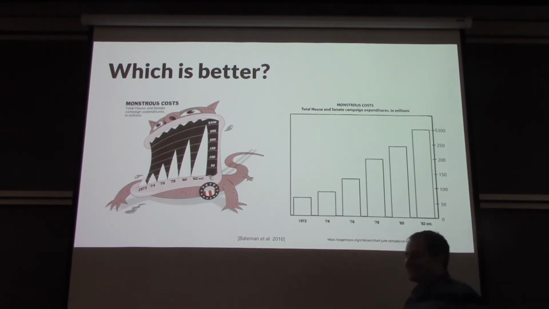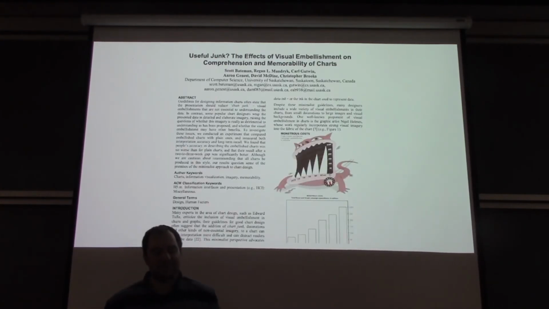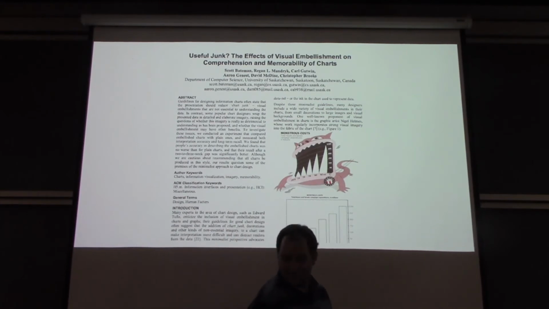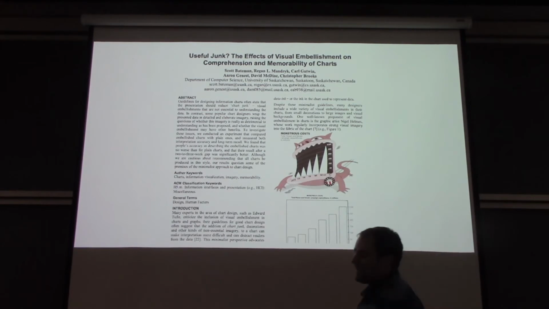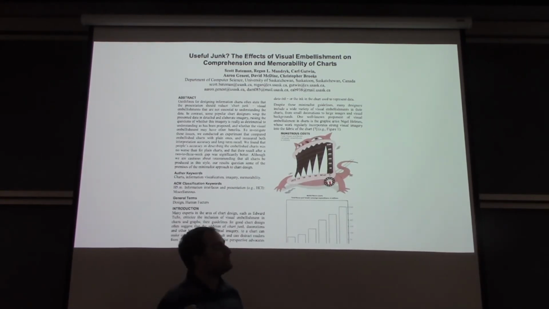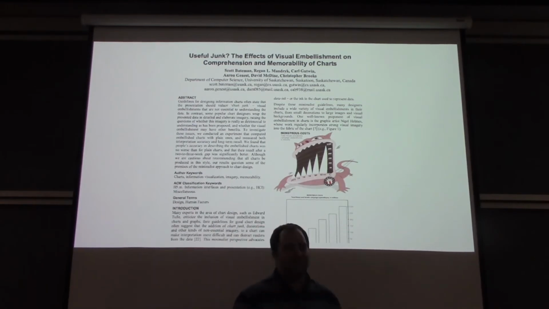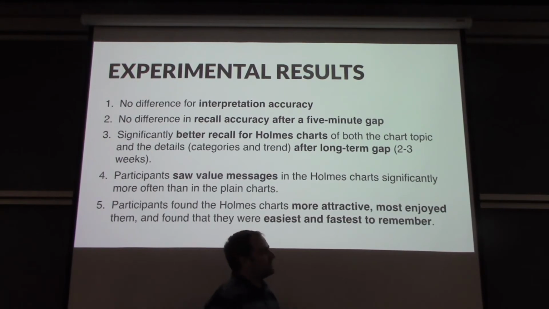So yeah, this is an interesting trade-off, right? And people have actually studied that. This is a paper that was hotly debated a couple of years ago. It's called Useful Junk, the Effect of Visual Embellishment on Comprehension and Memorability of Charts. They used lots of Nigel Holmes charts and compared them to very minimalist redesigns. And so what was it that they found?